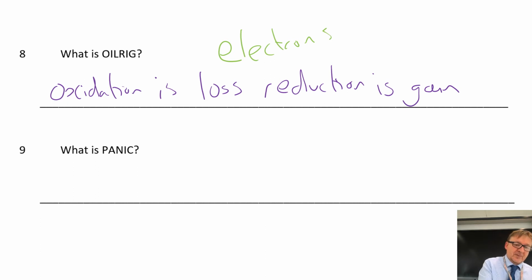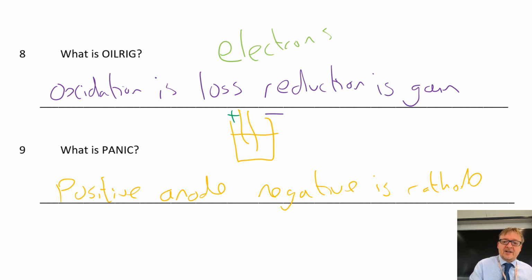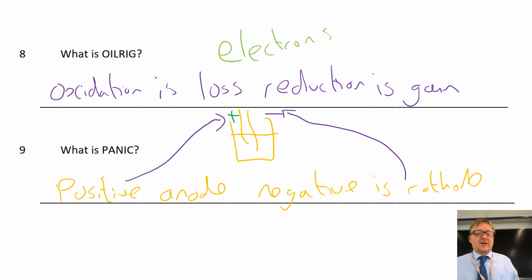PANIC: positive anode, negative cathode. That's for electrolysis. If you've got electrolysis and you've got two electrodes going in, positive anode, negative electrode. So the negative electrode is the cathode, and the positive is the anode.